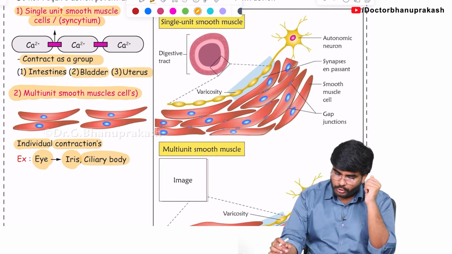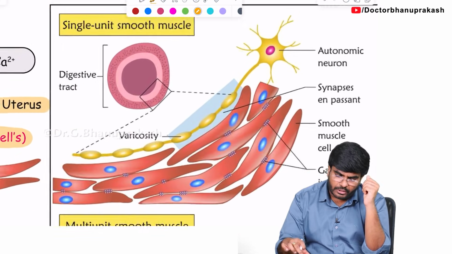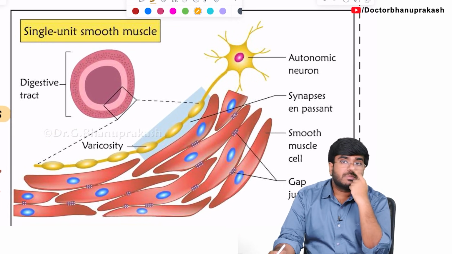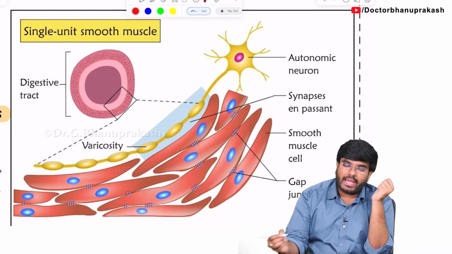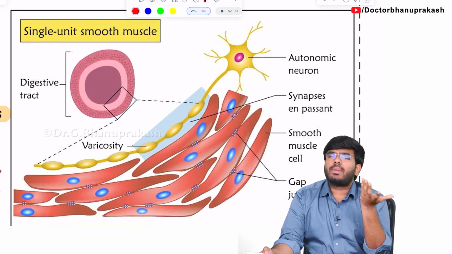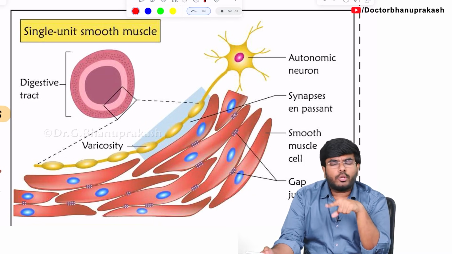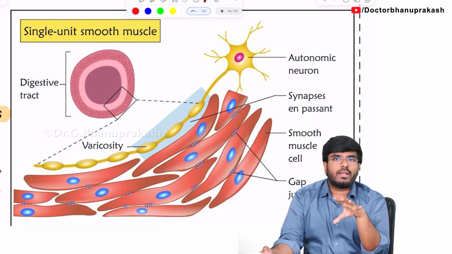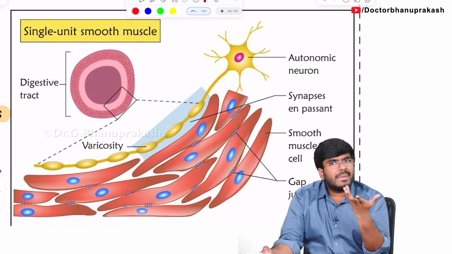Now, let me tell you the difference between a skeletal muscle and a smooth muscle. In a skeletal muscle, what do we have? We have motor units. What does it mean by a motor unit? There is a single motor neuron, and this single motor neuron is going to innervate myocytes or muscle fibers.